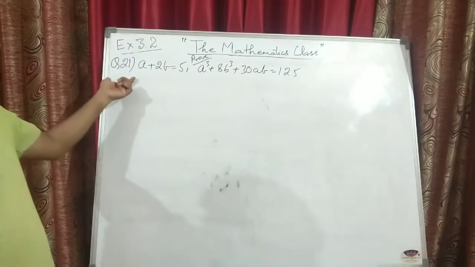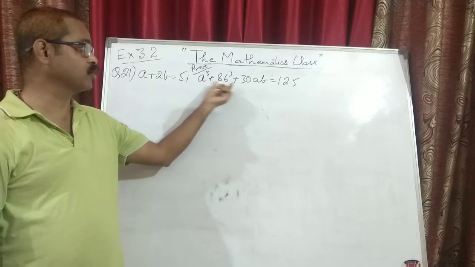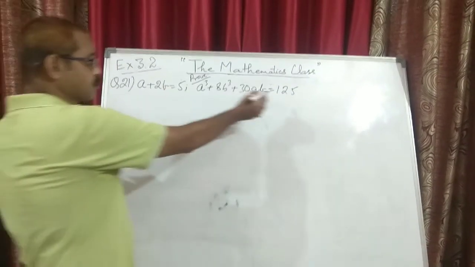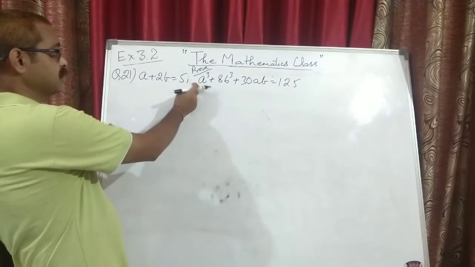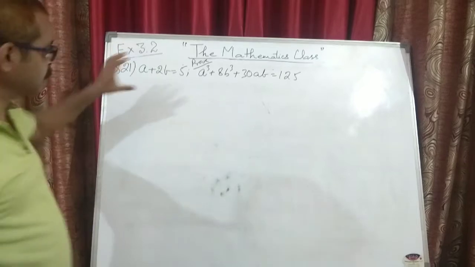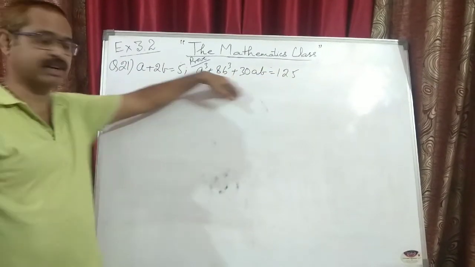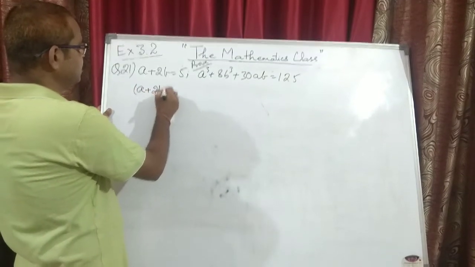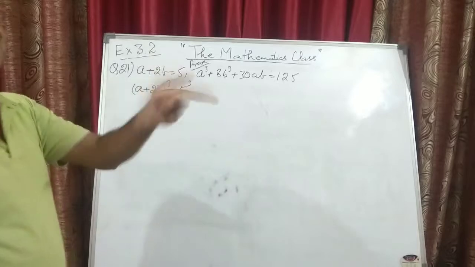In question number 21, it is given that a plus 2b is equal to 5. You have to prove that a cube plus 8b cube plus 30ab is equal to 125. When you see 5 cube is 125, a cube is cube of a, and 8b cube is cube of 2b. It means simply that if we cube both the sides, we may get what is required. So let's see what happens. (A plus 2b) whole cube is equal to 5 cube. What we did? Cubing both the sides.